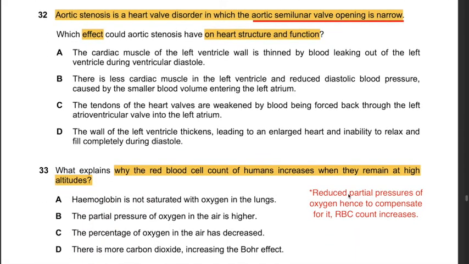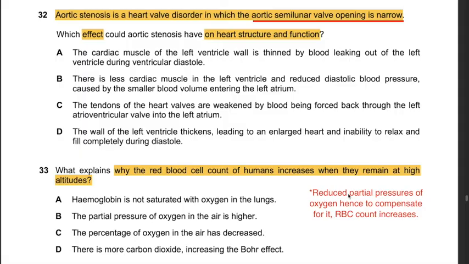Question 32. Aortic stenosis is a heart valve disorder in which the aortic semilunar valve opening is narrow. Which effect could aortic stenosis have on heart structure and function? A. The cardiac muscle of the left ventricle wall is thinned by blood leaking out of the left ventricle during ventricular diastole. That is incorrect because the left ventricle wall is not thinned but rather the opposite. It thickens. Therefore, A is incorrect.